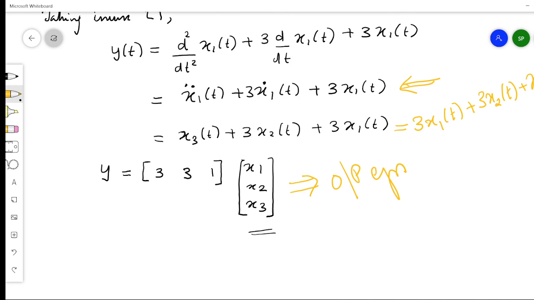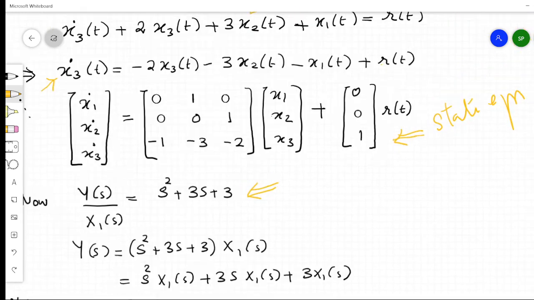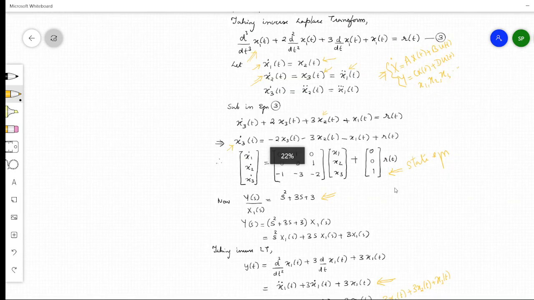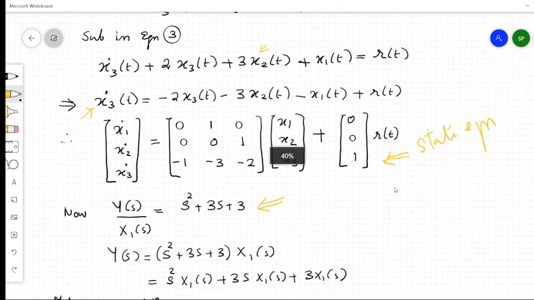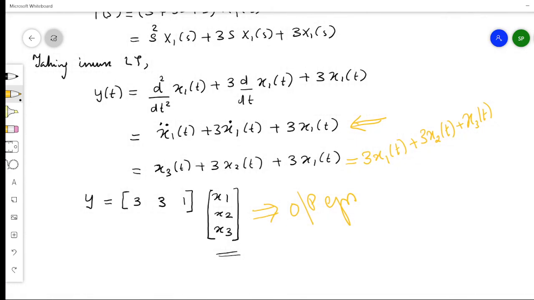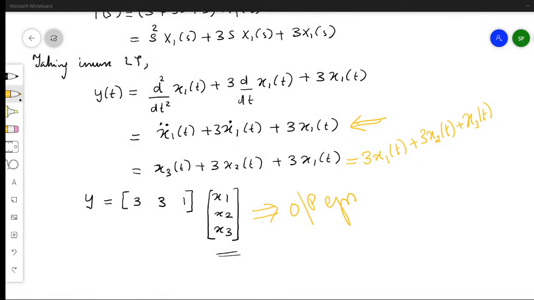Okay, so we got the output equation and we got the state equation. The output equation and the state equation together form the state variable model. So this is how we can obtain the state variable model from the given transfer function.